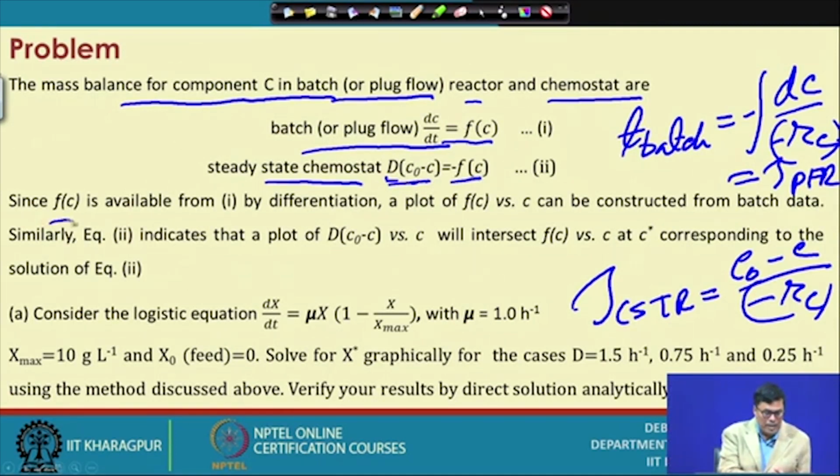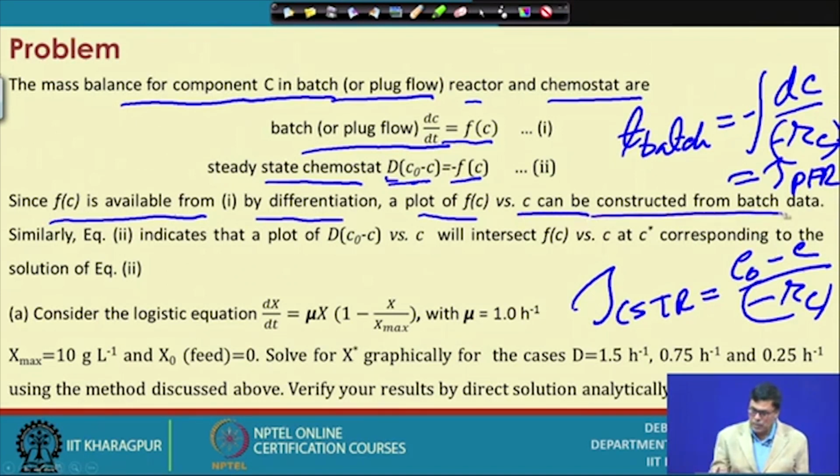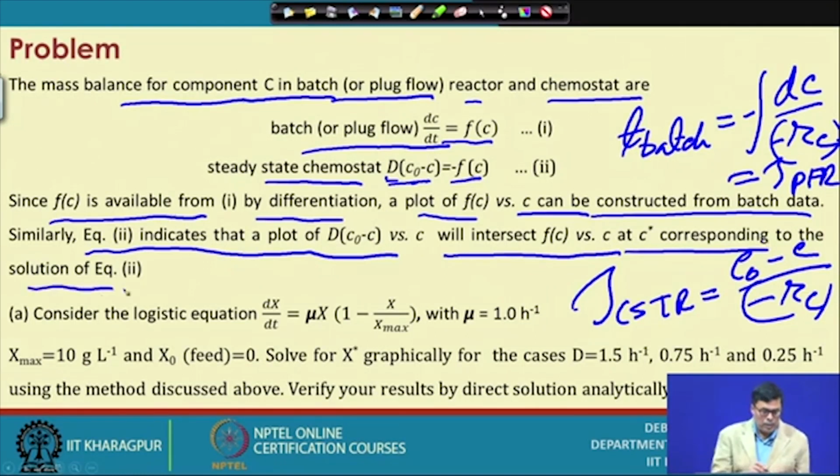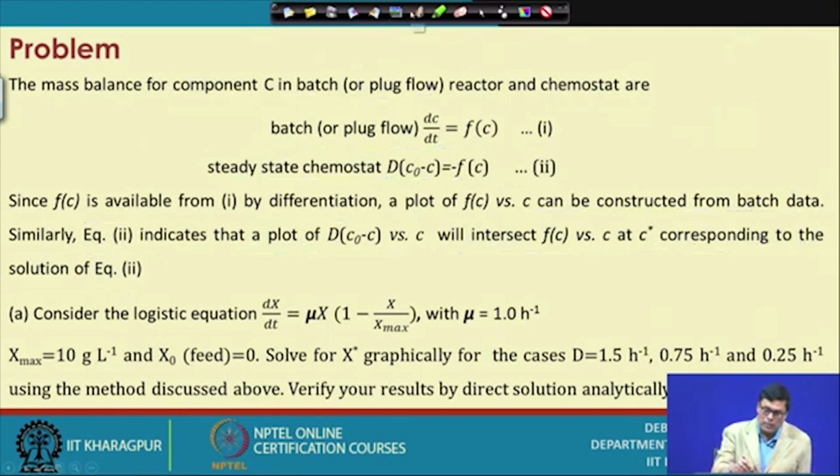Now since Fc is available by differentiation, a plot of Fc versus C can be constructed from the batch data, and equation 2 indicates that the plot of D(C0 minus C) versus C will intersect Fc at C star, which corresponds to the solution C. Now what does it mean actually? Let me explain this.